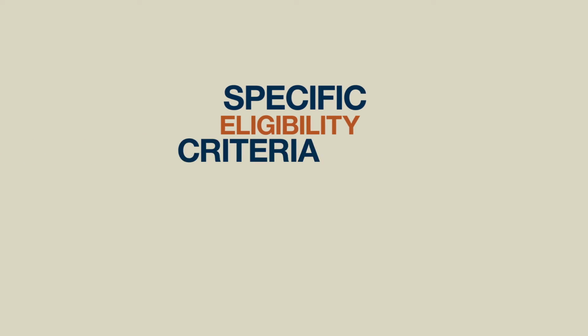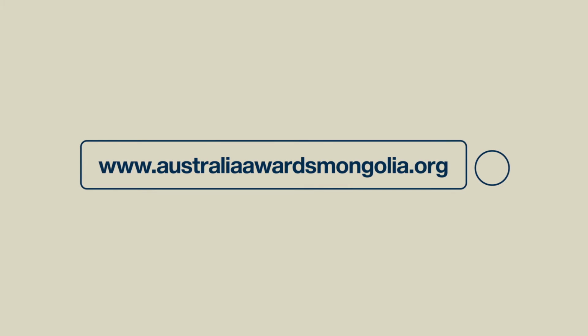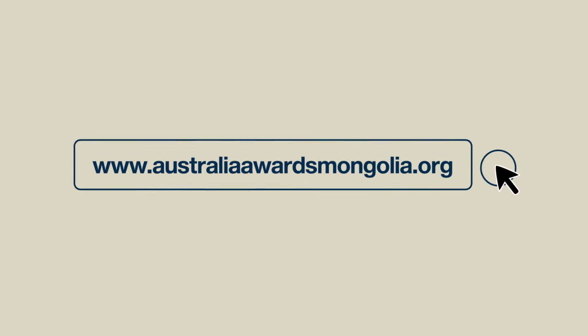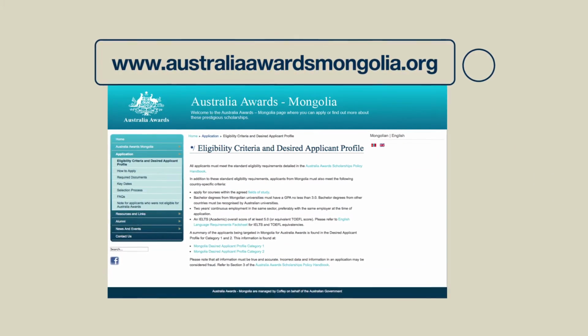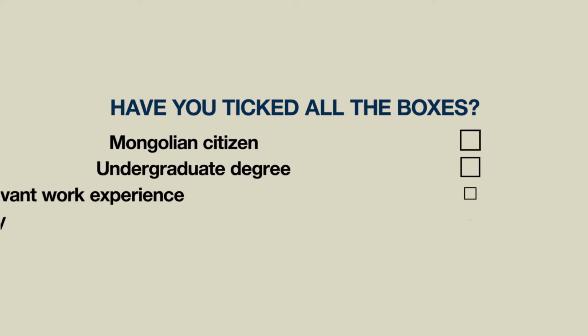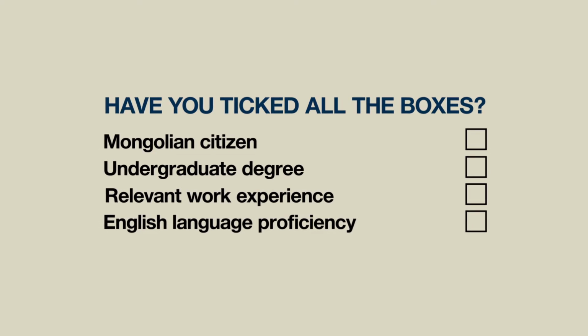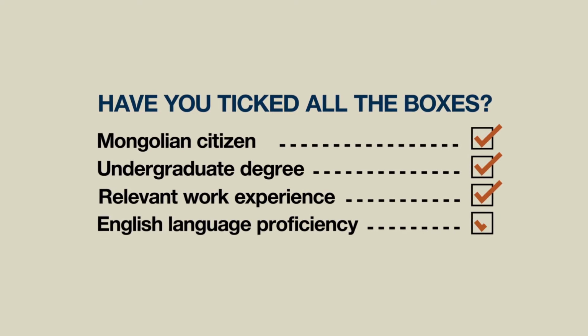The second group are those specific to Mongolia. They are found in the country profile at www.australiaawardsmongolia.org. Check these criteria carefully. They are not negotiable. Complete the self-assessment checklist on our website. It will help confirm whether you are eligible or not. So have you ticked all the eligibility boxes?